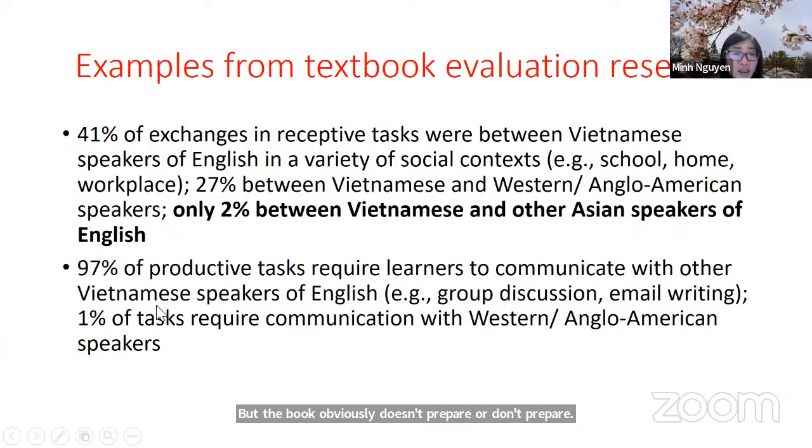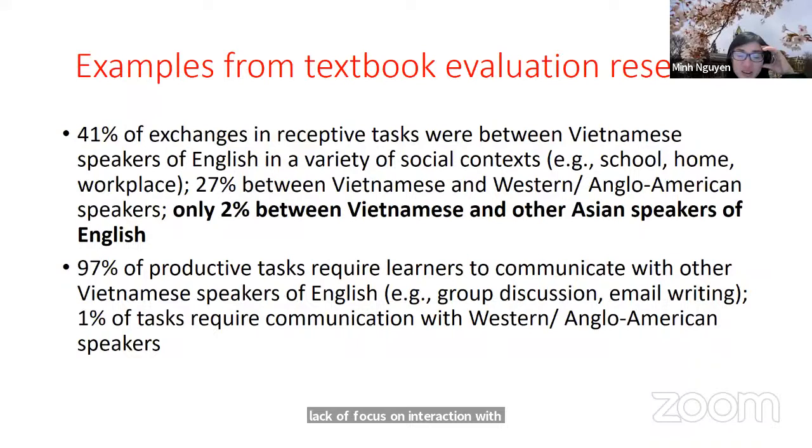We also found that 97% of productive tasks require learners to communicate with other Vietnamese speakers of English. For example, there's a lot of group discussion tasks and some email writing where learners are required to write or to communicate with another Vietnamese interlocutor or audience. Only 1% of tasks require communication with Western Anglo-American speakers, and no task requires communication with other Asian speakers of English, which is very unfortunate, right? Now, the lack of focus on interaction with international speakers of English suggests that the tasks here are designed mainly for the purpose of language practice, without taking the EIL paradigm into full account. And we can say that this tendency is not desirable in preparing students to use English in a global context.